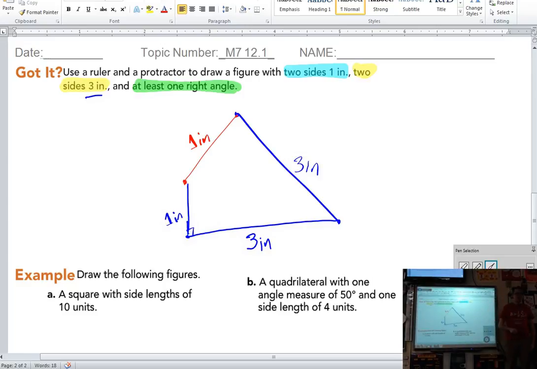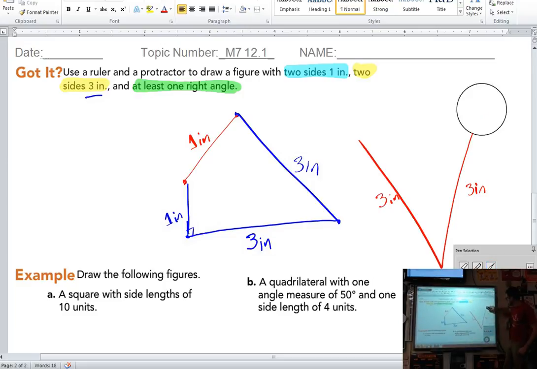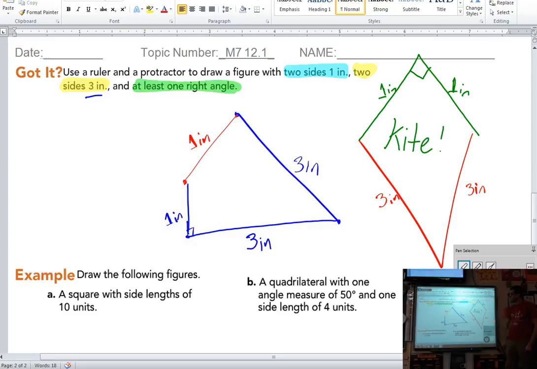And actually, if I want to draw it and make it look a little nicer, a little bit long there. This is not to scale. It's not drawn the right size. We can make what's called a kite.